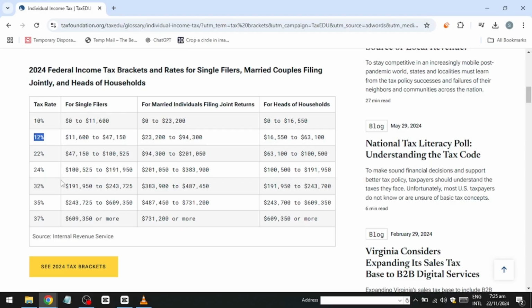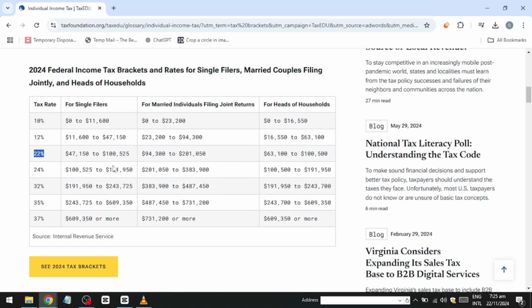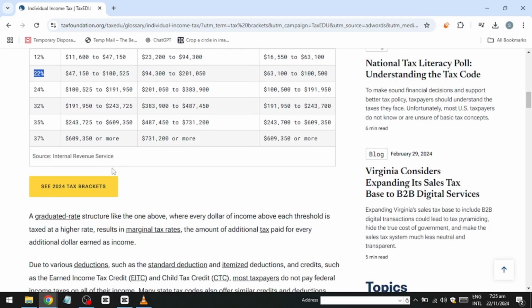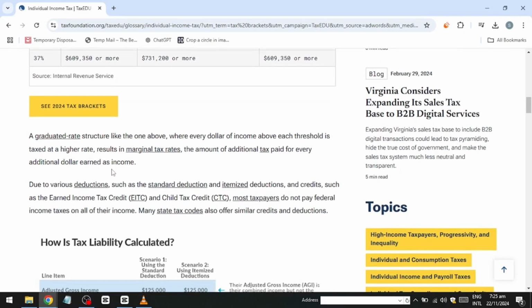Finally, the portion of your income between $47,150 and $100,525 falls into the 22% bracket, and you'll pay 22% on that portion. It's important to note that not all of your income is taxed at the highest rate. Instead, each portion is taxed at the rate for its specific bracket. This is what we mean by marginal tax rates.